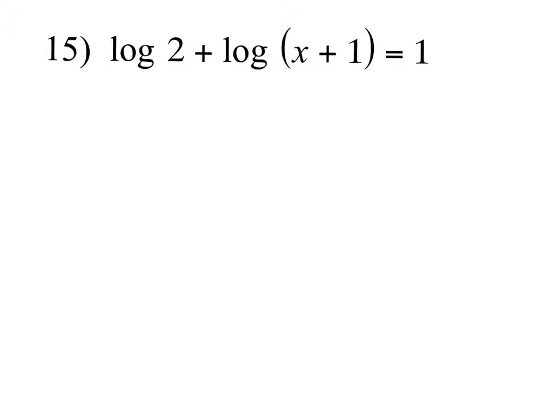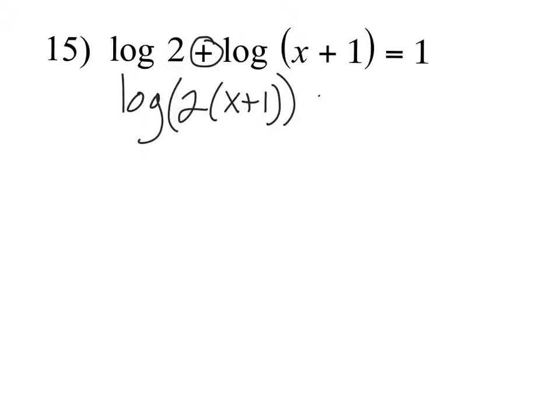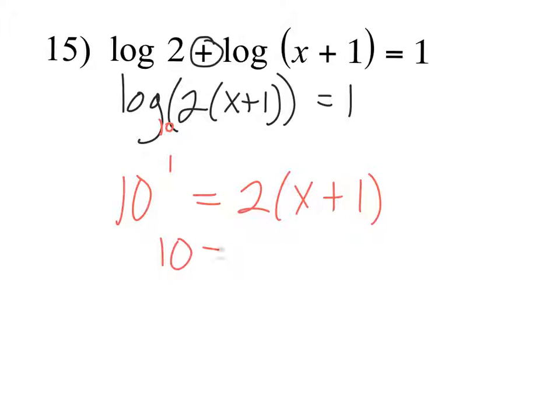Number 15, we're going to do some log combining first. I've got two logs on the same side. I can combine those two using the properties of logs. Because it's plus, I can multiply the inside. So that's log base 10 of 2 times x plus 1 is equal to 1. Okay, I'm going to put that base 10 in just so I can see that, okay, now I can convert this to an exponential. 10 to the 1 is equal to 2 times the quantity x plus 1. In other words, 10 is equal to 2x plus 2.